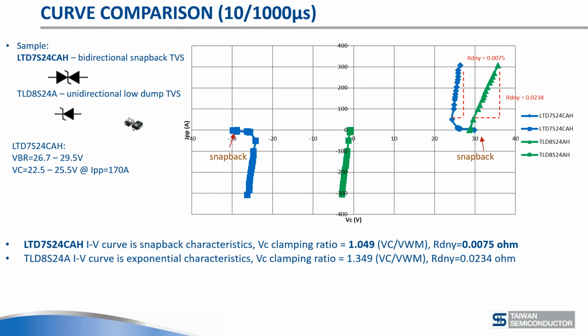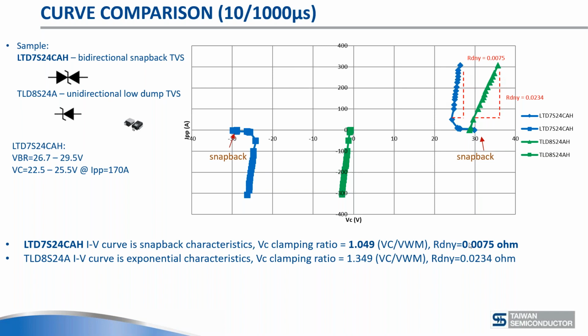So the first package we're doing for this snapback is also going to be in the 214. This is the bidirectional, which is in blue, and the standard low-clamping TVS is in green. The snapback device is by nature bidirectional. So what you're seeing, two things here: you see the clamping voltage being much lower because of the snapback device, and also the dynamic resistance of the snapback device is much lower.